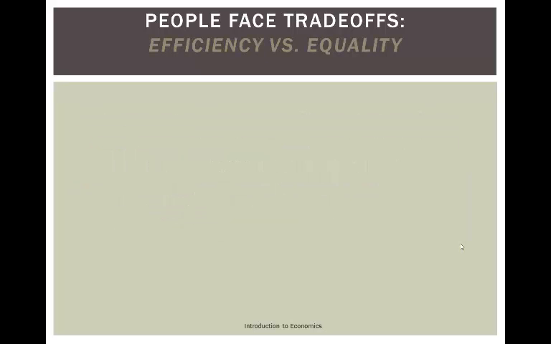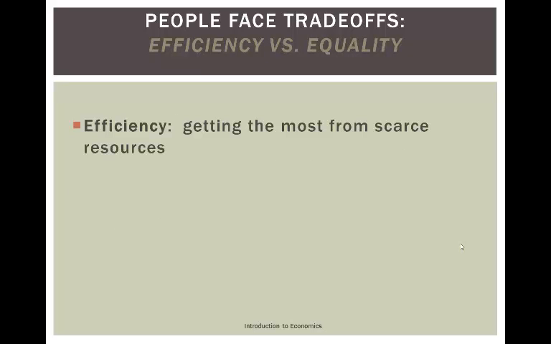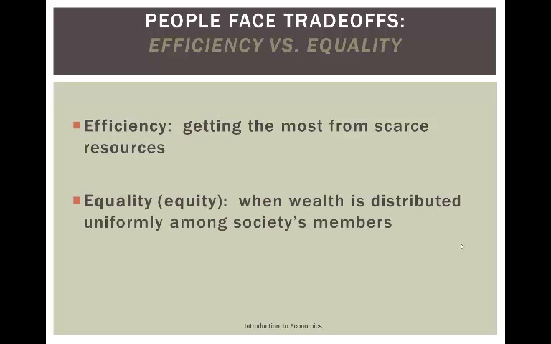Finally, the trade-off between equity and efficiency. So this is probably something new for you, something that you're going to learn in this lecture. So what is efficiency? Efficiency refers to a situation in which we're getting the most from our scarce resources. So efficiency is a situation where we extract everything we possibly can from a resource that we have. Equality, or equity, refers to a situation when wealth is distributed uniformly among society members.